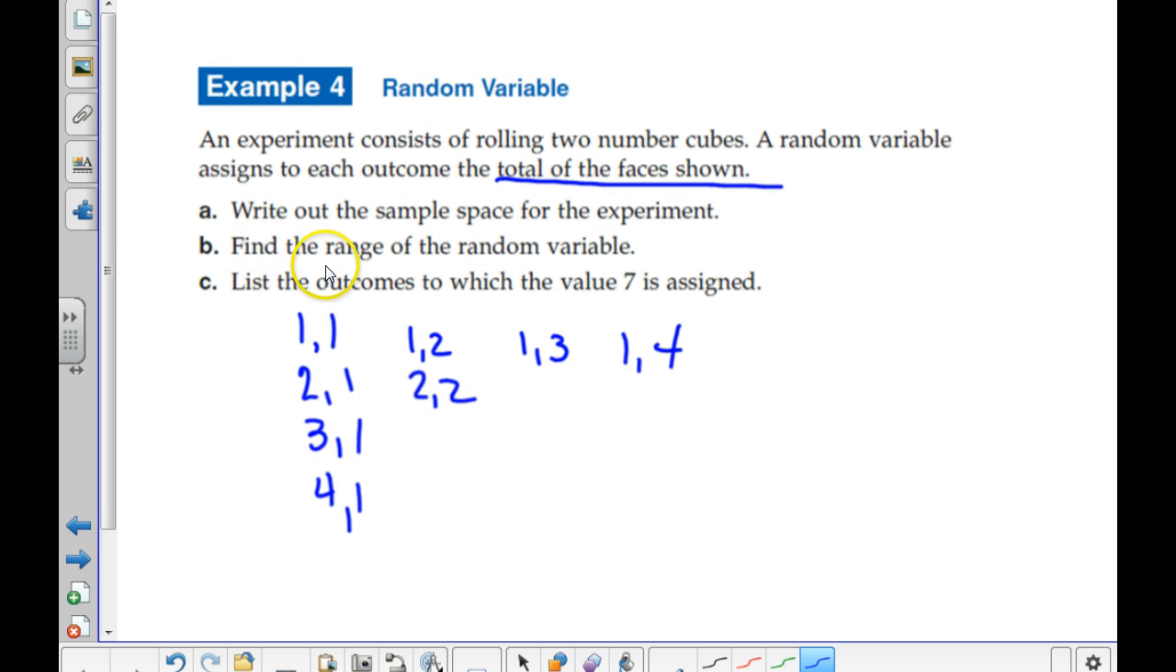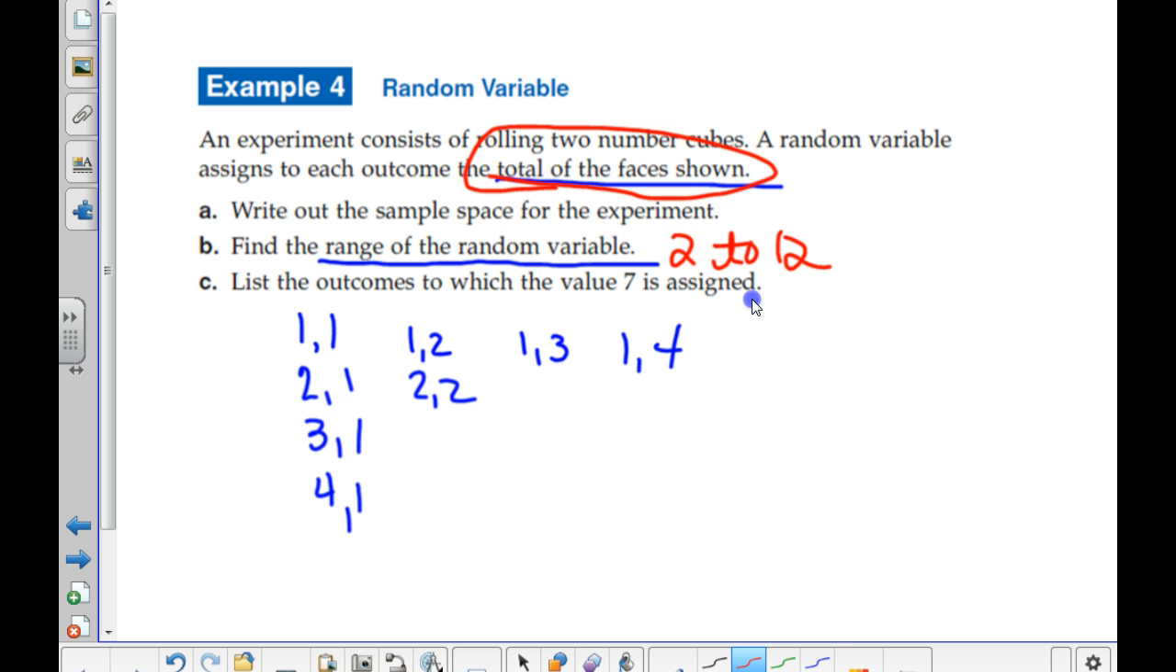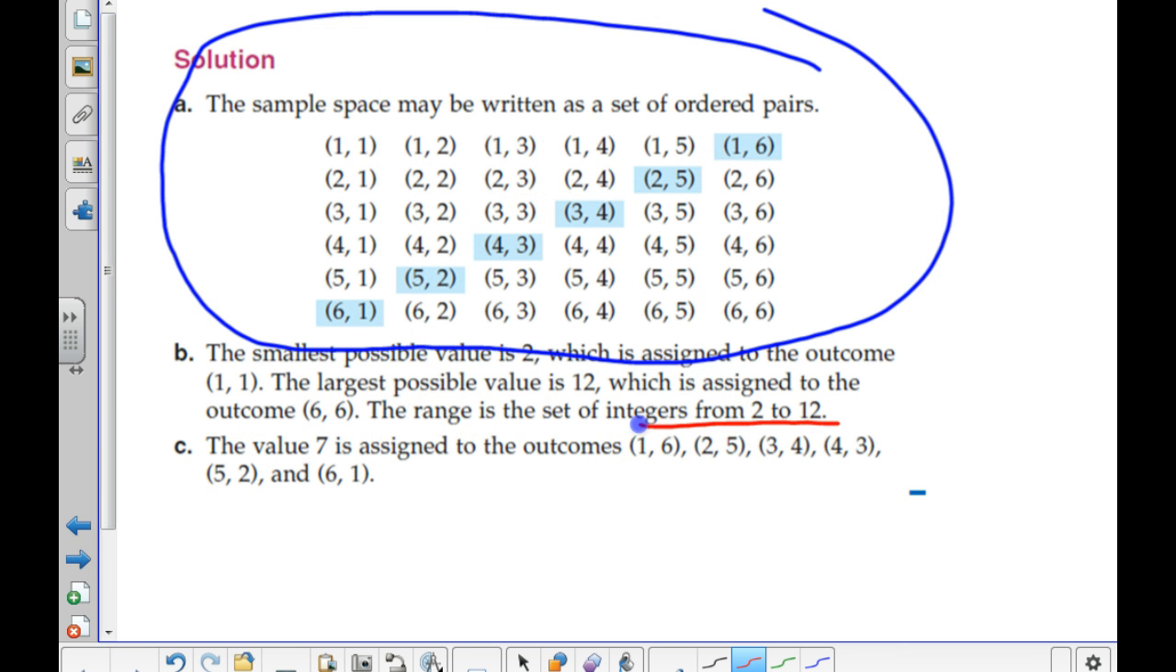It says, what is the range of the random variable? This is where students get totally lost. What are they talking about? We want to find the total of the sum on the dice. So what is the range of values we can get for the total of the number of pips or dots showing for the sum of 2 dice? Can you get a 1 when you roll 2 dice? No. The 2 dice, the number of dots showing, can total anywhere from 2 to 12. Does everybody get that? Because it was asking for a total here, okay? The range is the set of integers from 2 to 12.